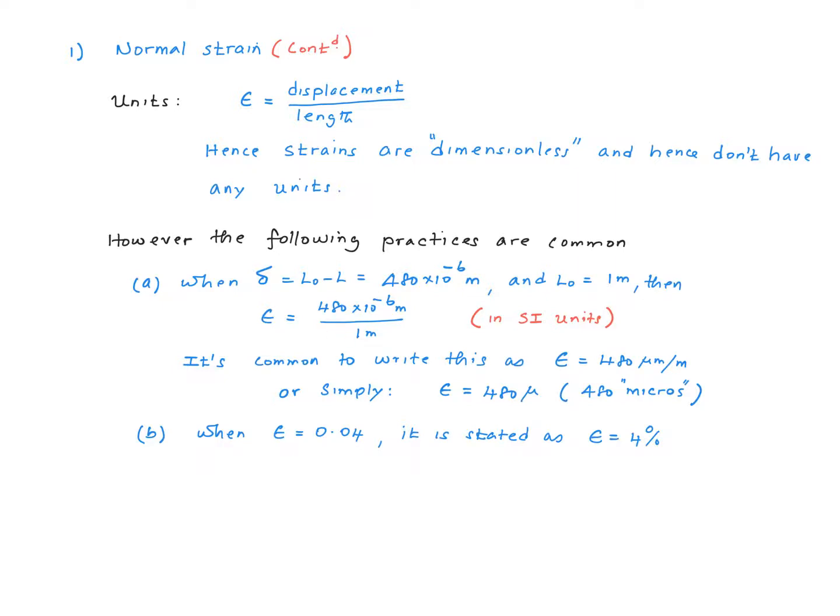But in this particular case, since the strain is so small, it's fairly common to write this as 480 micrometer per meter, or simply 480 mu. Mu here stands for micros. So in other words, you would say epsilon is 480 micros. Secondly, it's also very common to express strains as percentage. Like for example, epsilon equals 0.04 would be commonly referred to as a 4% strain. You simply multiply this quantity by 100.